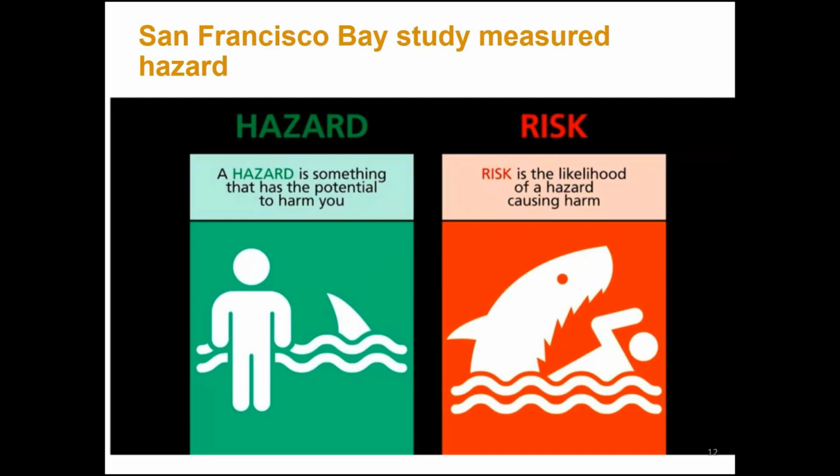For our study, we were measuring a hazard, and here I wanted to emphasize the difference between hazard and risk. Hazard is something that has the potential to harm you, versus risk is the likelihood of that hazard causing harm. When we measured concentrations in the bay, we're measuring a hazard. We didn't do a risk assessment because we don't have sufficient understanding of the toxic effects of microplastics to develop toxicity thresholds. This is even more challenging to develop these toxicity thresholds when we consider the diversity of microplastics that we saw in the bay.